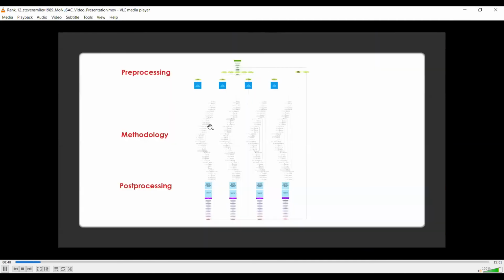So from a high level view, this is a flow chart of my algorithm. The top is the pre-processing. The middle is the meat and potatoes, the methodology, the UNet-inspired architecture, and the post-processing, which uses Oscar, Tango, Sierra, Uniform, that's ASU thresholding.